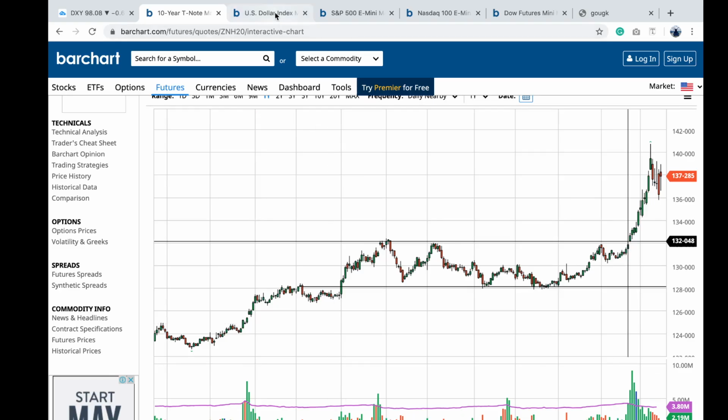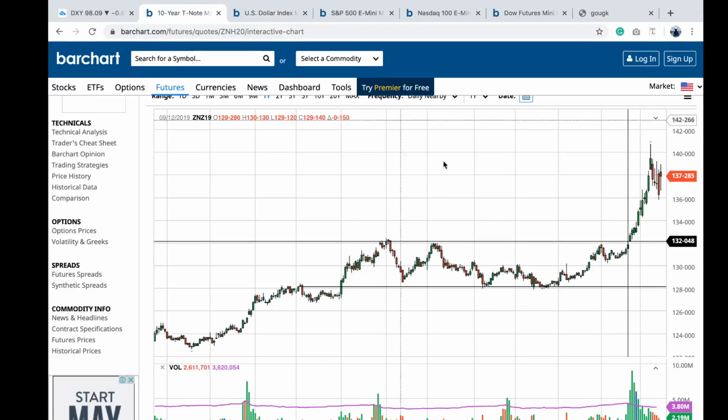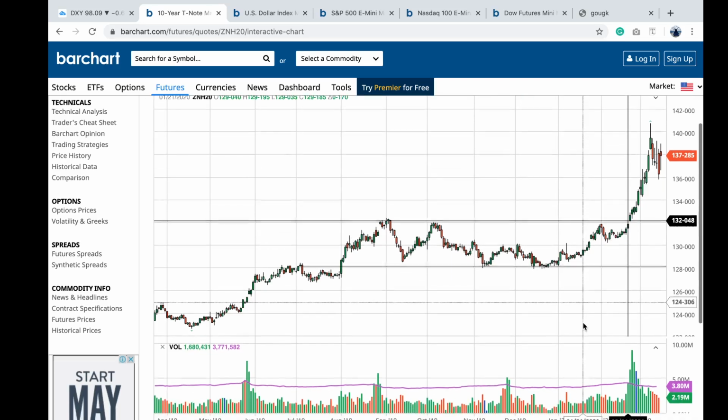Okay, so now we actually saw the bullish move on the dollar like we anticipated, to the highs of the trading range in line with the 10-year treasury note. The 10-year treasury note also rallied to the top of its trading range. Now, this is where it all gets fishy.